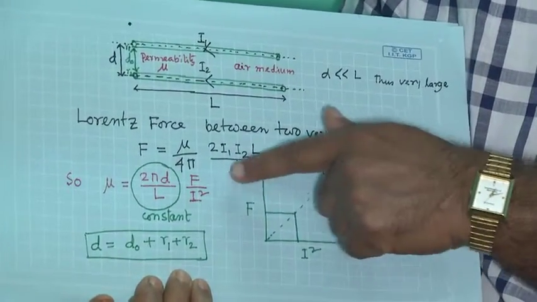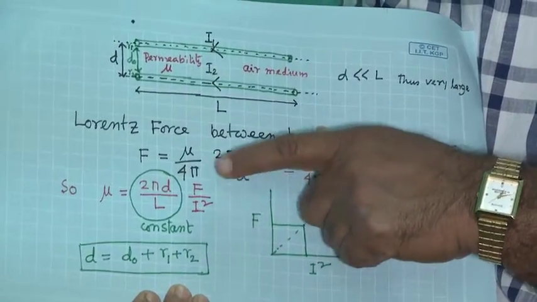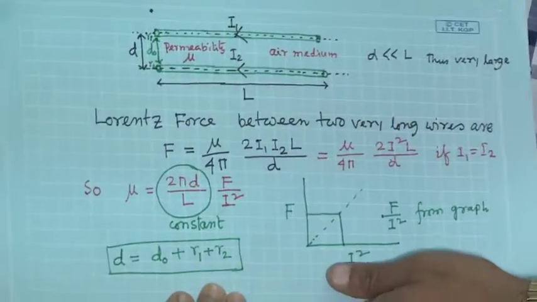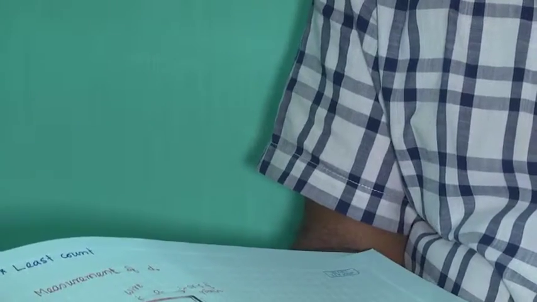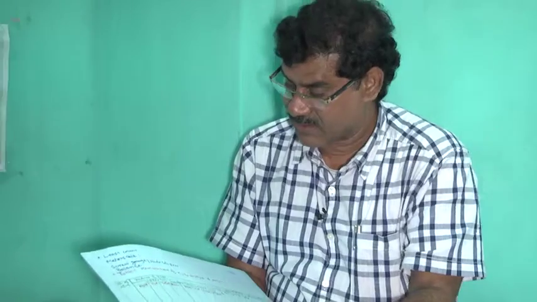Now the next part is this f by I square that we have to measure. This also we have discussed, how to measure the d0 air gap. So that is done. Now let me discuss what f and I square are, and how we can measure them.